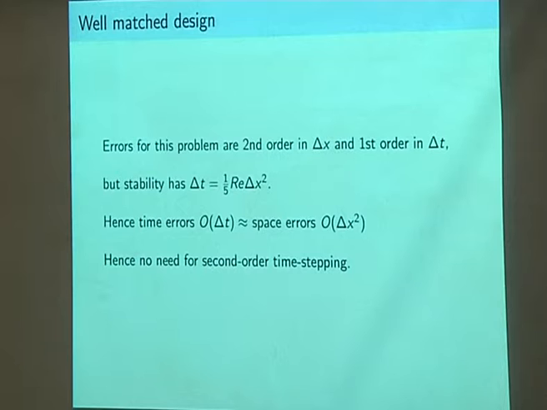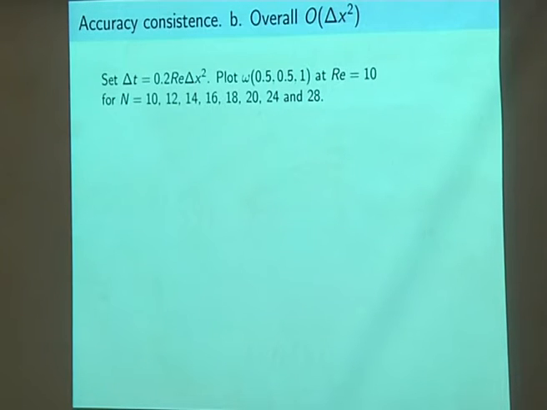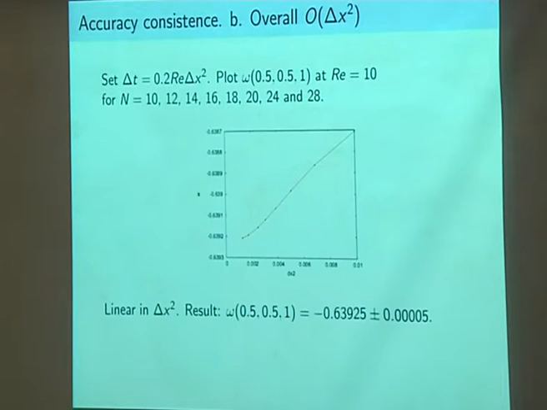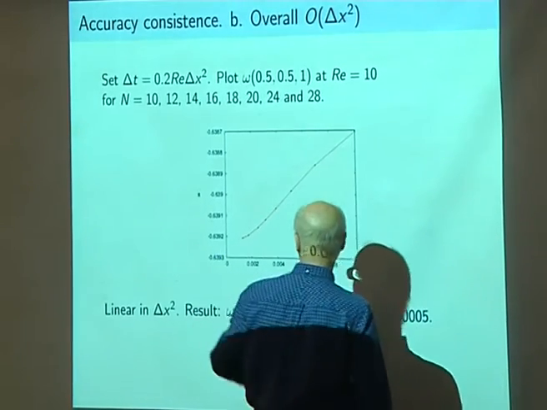Okay, so there's no need for that second order time stepping. Good. Okay, so I'm actually going to test. I'm going to fix delta t to being exactly 1/5 times delta x squared, and then compute, at Reynolds number 10, the vorticity in the middle at time equals 1 again, for various grid sizes, and you see that crudely there is a linear extrapolation of the vorticity in the middle.